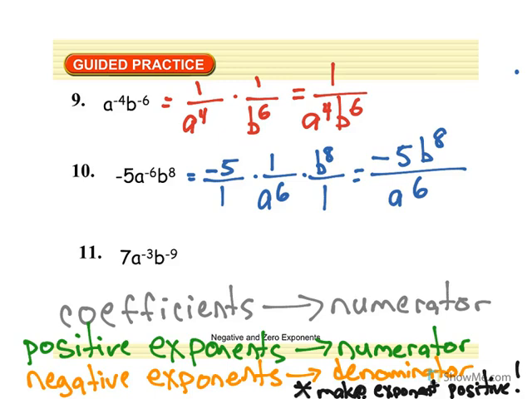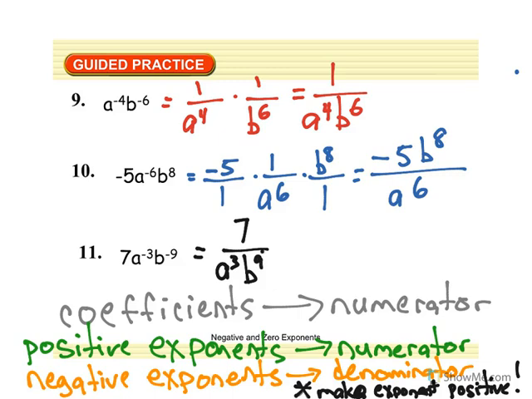And that's basically the rules that we derive from these 10 examples that we've done. Let's put those rules in motion. 7a to the third, b to the negative ninth. Well, my coefficient of 7 should be in my numerator. Positive exponents, I don't have any, but if they did, they'd be in the numerator. And my negative exponents, a to the negative third and b to the ninth, end up in the denominator, but I have to make them positive.